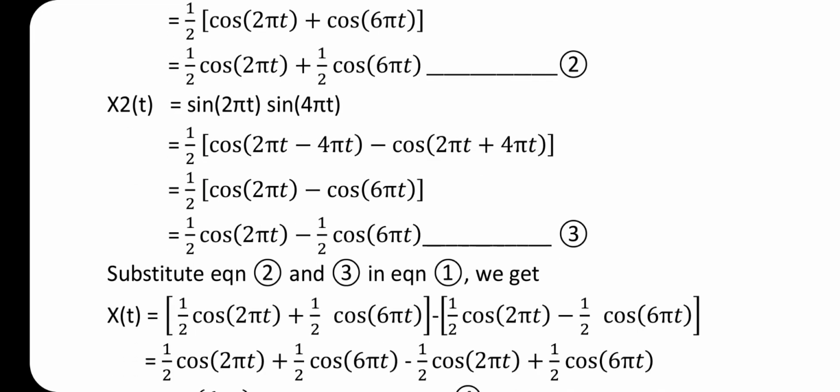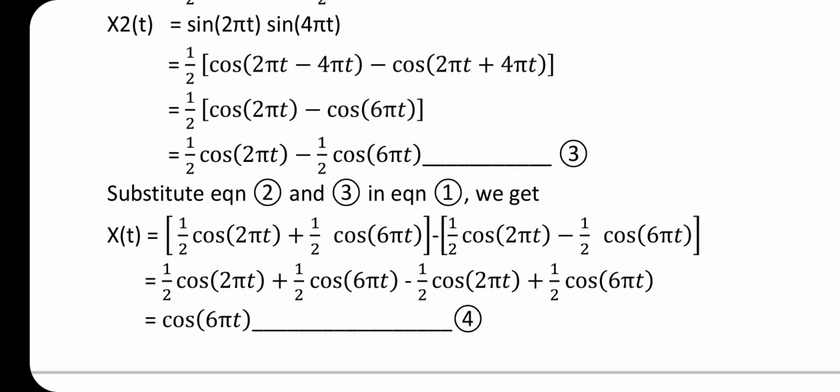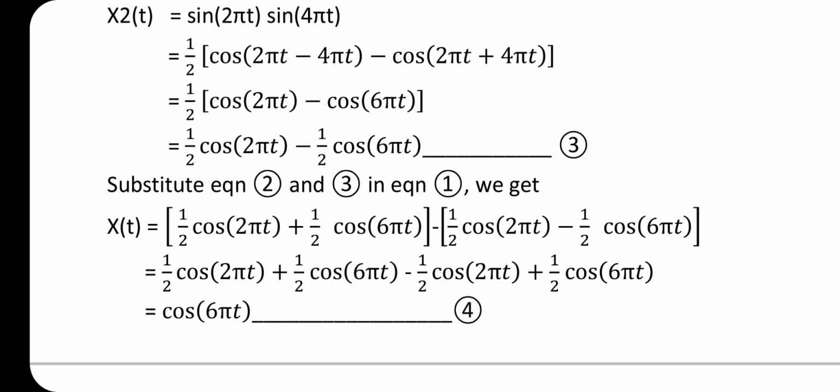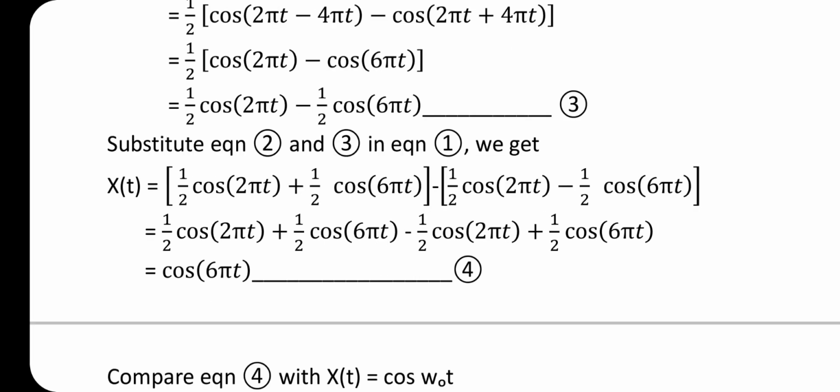Substitute equation 2 and 3 in equation 1, we will get x of t equal to 1 by 2 cos 2 pi t plus 1 by 2 cos 6 pi t minus 1 by 2 cos 2 pi t minus 1 by 2 cos 6 pi t. After solving, we get x of t as cos 6 pi t.